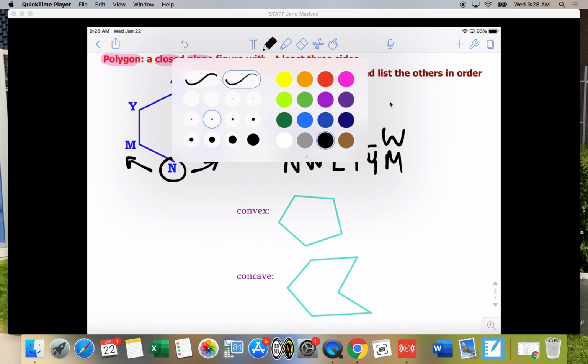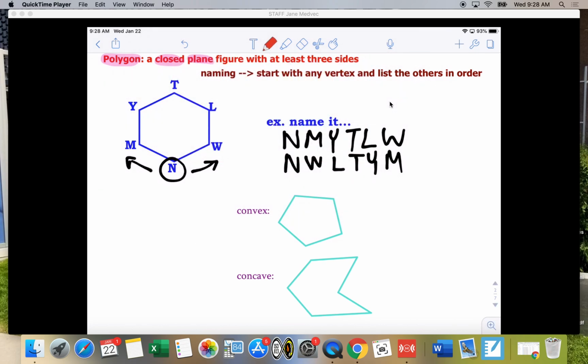Now I'm going to change my color. I'm going to tell you what not to do. So you don't name it this way. Like I got an N, and I'm going to skip all over. I'm going to go N and I'm going to go T, W, M, L. I don't do that, okay? So I'm not going to go N, T, L, Y, M, W. I'm not going to do that. They can't skip all over. They have to either go clockwise or they have to go counterclockwise. You can start at any vertex.